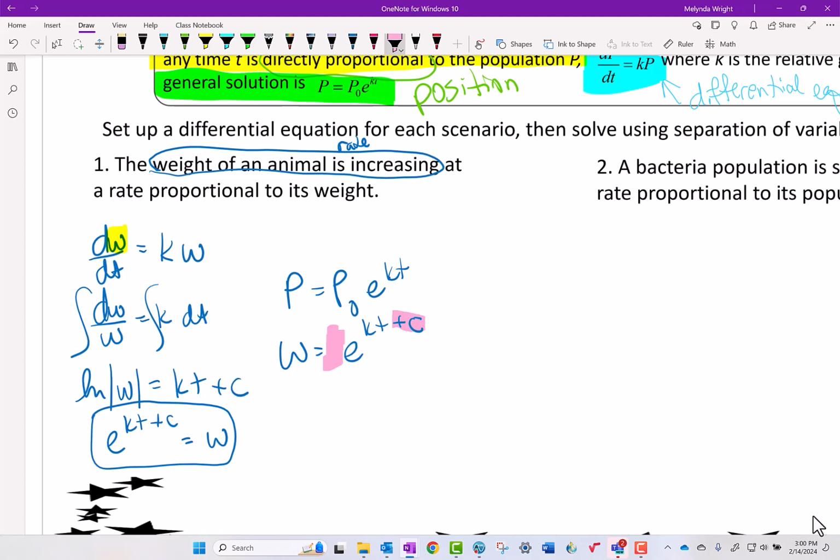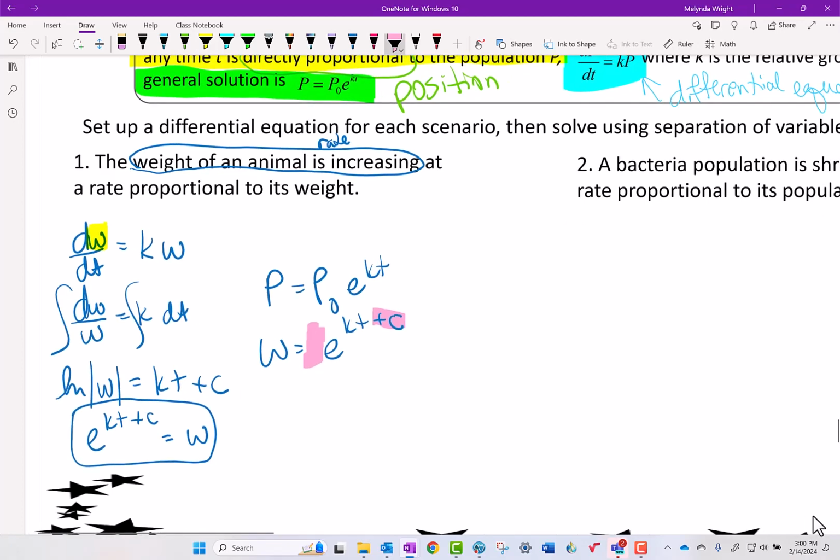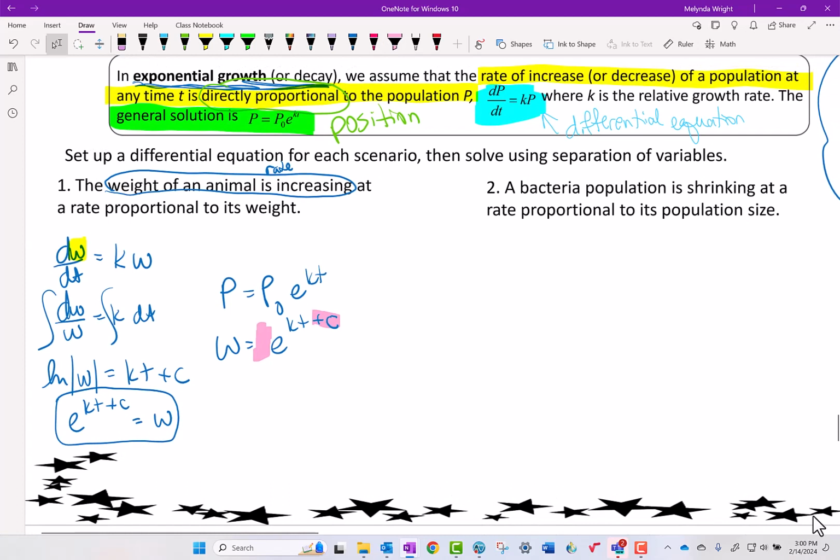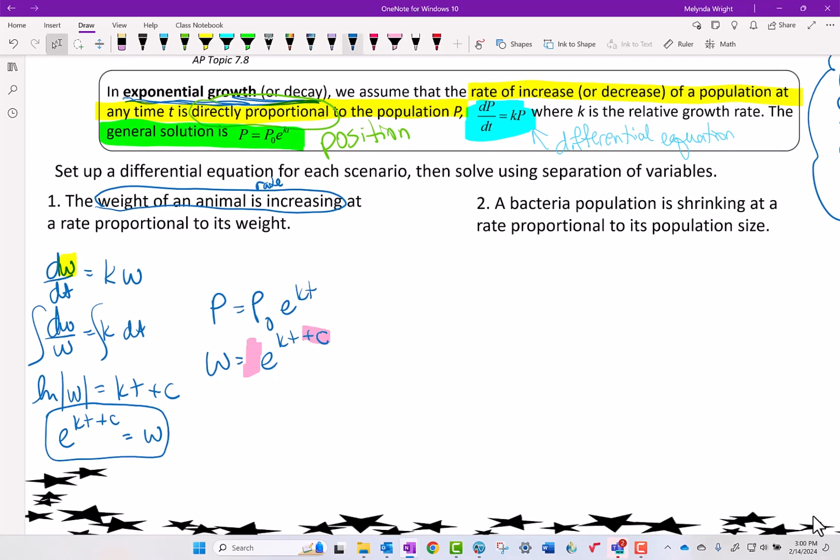All right, so let's look at one more. We're going to set one more up. This one is a bacteria population is shrinking at a rate proportional to its population. So see, bacteria population is shrinking. So that's my rate, right? And it's a population, so we'll call it dP/dt equals proportional to its size. So proportional to the population, so k times P. This is exactly the same even variables that they use on our differential equation.